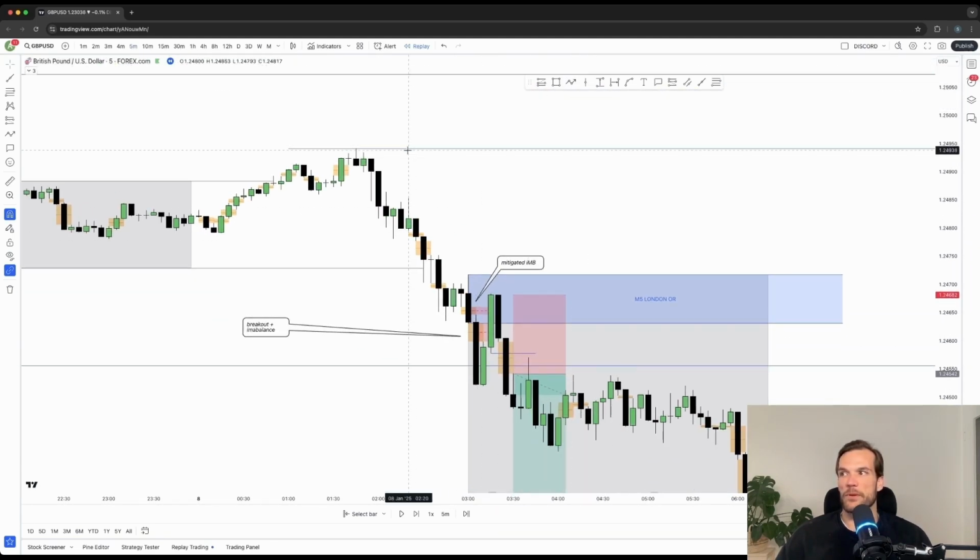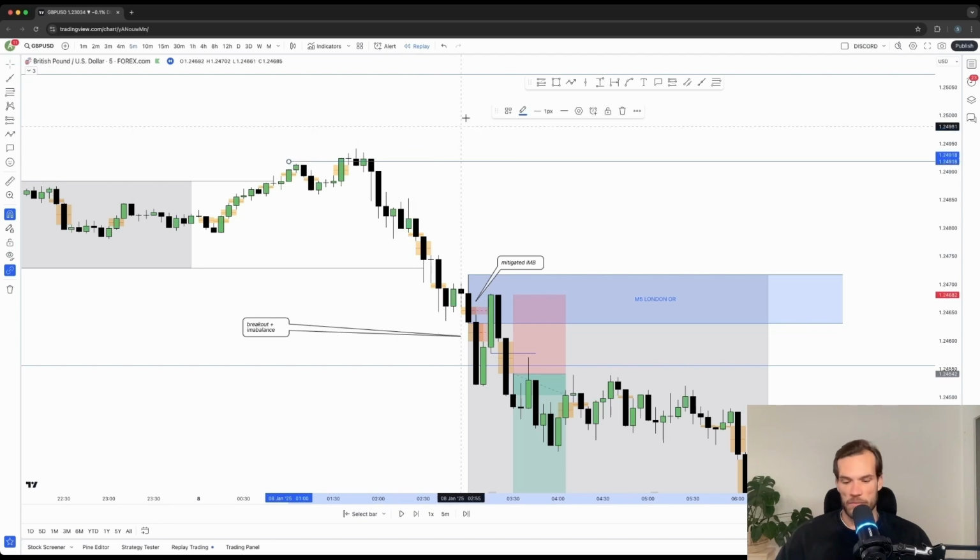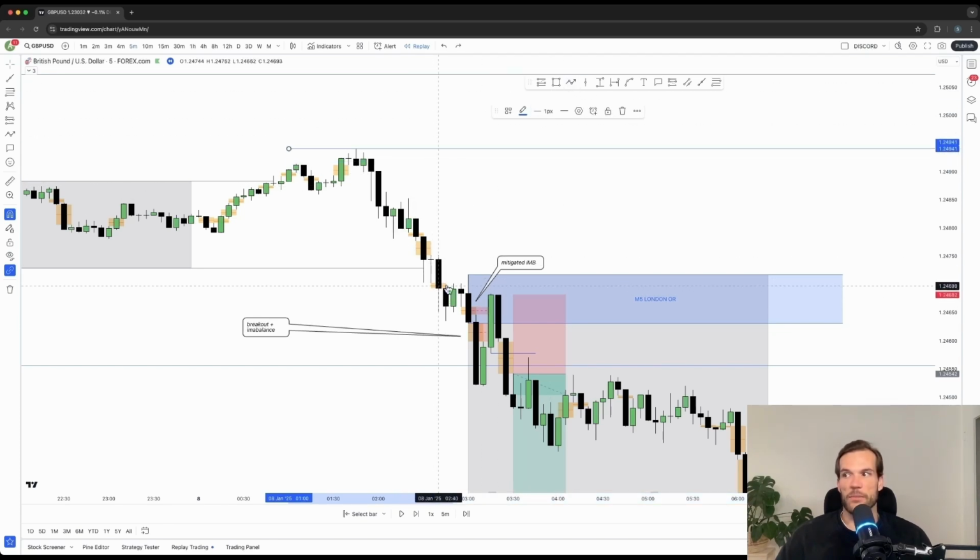Really nice. We're coming off, hourly's coming down. The 5-minute agrees it's coming down with imbalance. We mitigate some imbalance. We get another really strong breakout candle with imbalance. The key is the imbalance, the momentum.